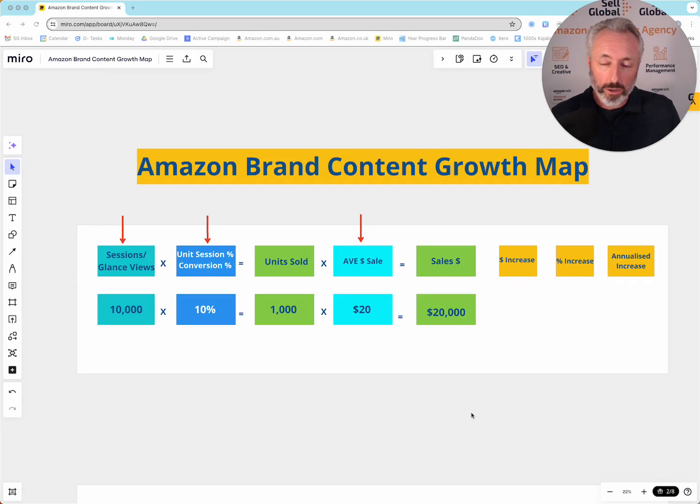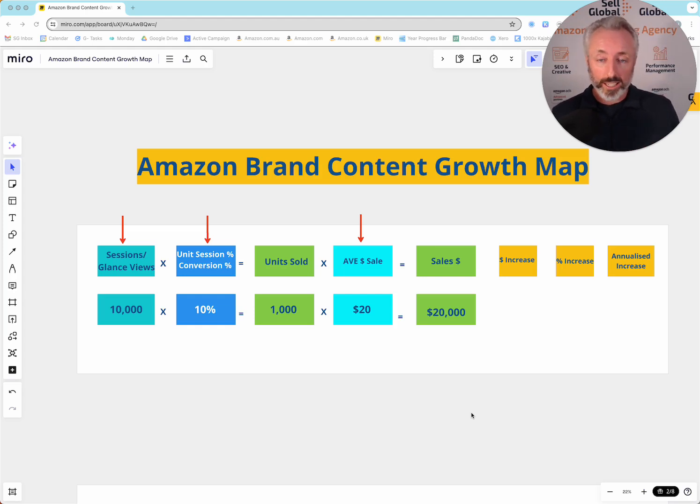Now, a lot of companies who come to us for help on Amazon, their content is one key area that needs work to help them grow and sell more. And that sell more piece is what people really want, right? They want to sell more units, have more revenue, ideally profitable revenue, and that's what they're after.